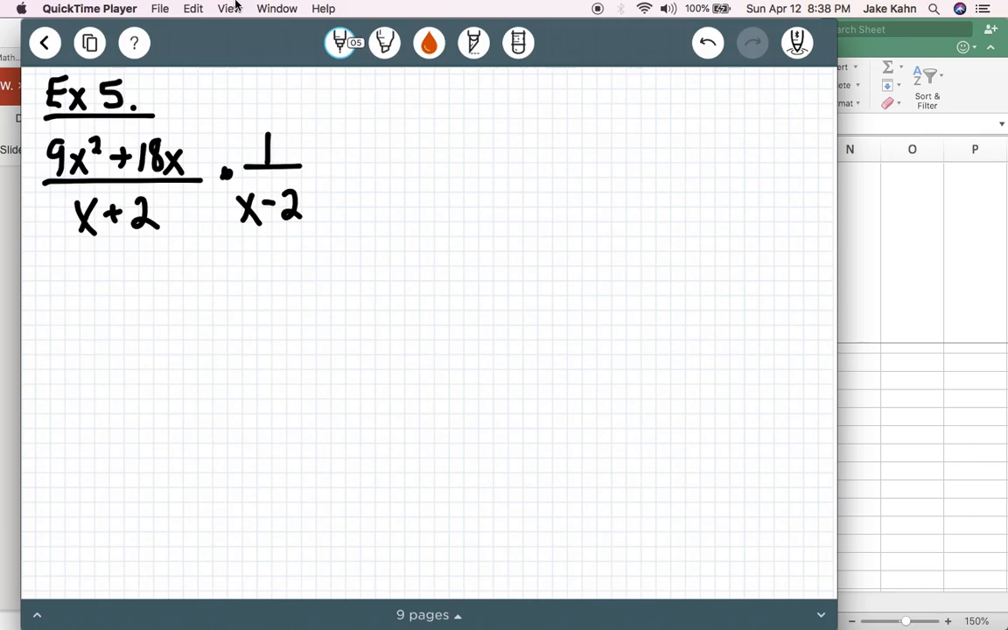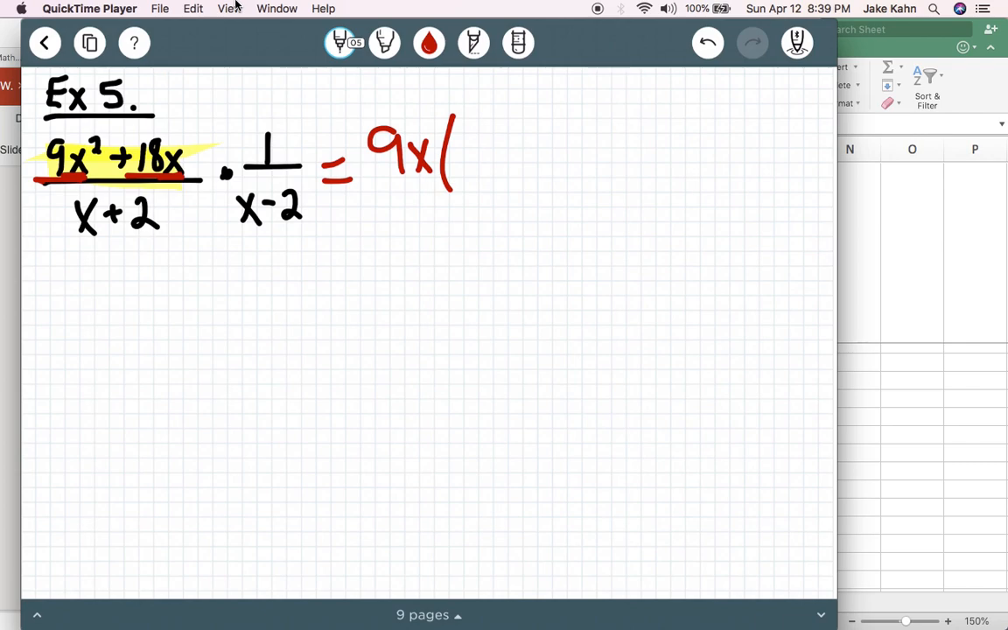Example 5. 9x squared plus 18x over x plus 2 times 1 over x minus 2. Can I factor the top of the first fraction? Yes, I can. It's two terms, so I can take out a GCF, and that's what I'm going to do right now. What is the GCF of 9 and 18? It's 9. What is the GCF of x squared and x? It's just x.